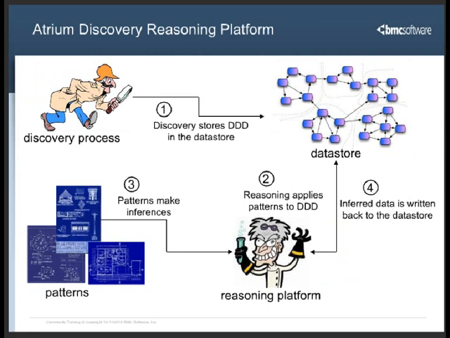For example, let's say we discovered a host that is running a process called MySQLD. We can then work out that it's running an instance of MySQL Server. Executing the MySQL executable with the command line switch of version will give you the version number. The original discovery data plus the new data received from the pattern is all written to the data store as DDD.